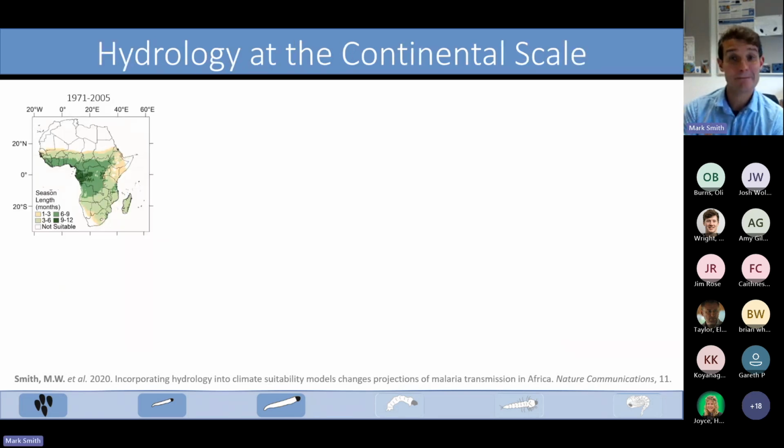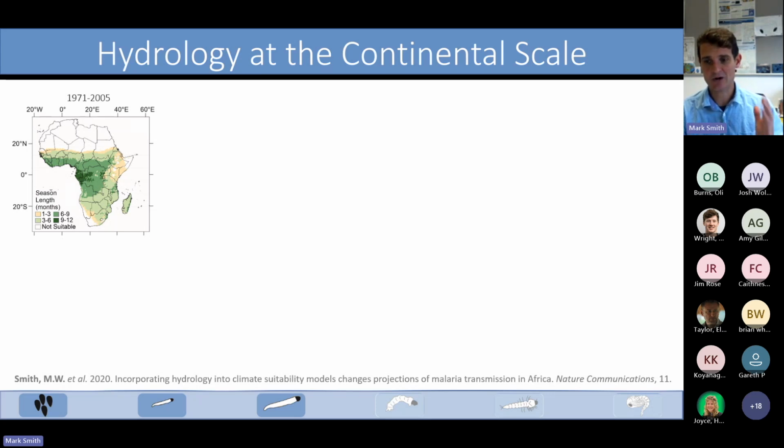And you typically get a map that looks like this. Okay, so here we've got Africa for the period of 1971 to 2005. And a rainfall-driven model would give you an output that looked like this, with the map that we're looking at here, mapping season length. So the number of continuous months suitable for malaria transmission. So where is it warm enough? Where is it wet enough, essentially? And so a typical map would look like this.